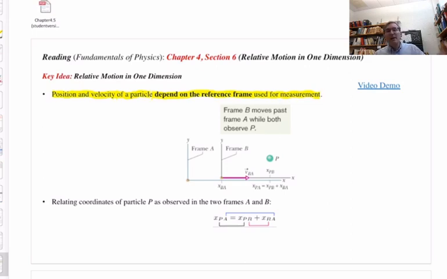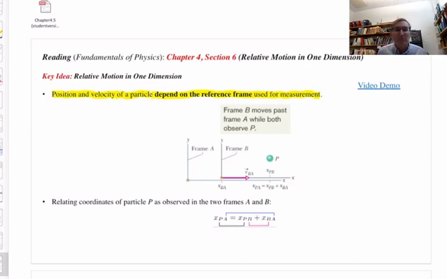Now we're still observing our particle, i.e. this piece of chalk. But now we would be observing it from the moving reference frame. Okay? And what we get for position and velocity of our particle can be different if we measure them from different reference frames. And that's what this key idea is saying. Position and velocity of a particle depend on the reference frame used for measurement. This idea, kind of straightforward enough to say, can still get rather confusing.